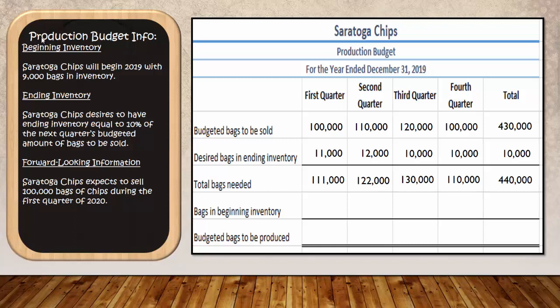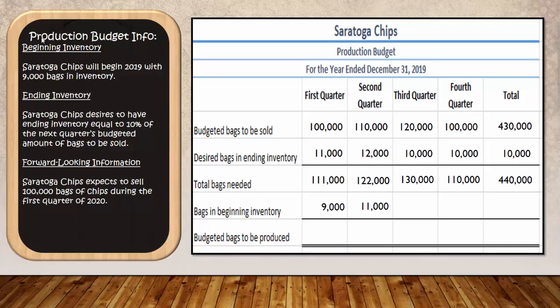For our bags in beginning inventory for the first quarter, that information is given. We know that Saratoga Chips expects to begin 2019 with 9,000 bags in inventory, so we bring that number over to our production budget. For the second quarter, what we're going to do is carry down the ending inventory from the end of the prior quarter. If we end the first quarter with 11,000 bags in inventory, then we must be beginning the second quarter with that same 11,000 bags. We're going to repeat this process throughout.